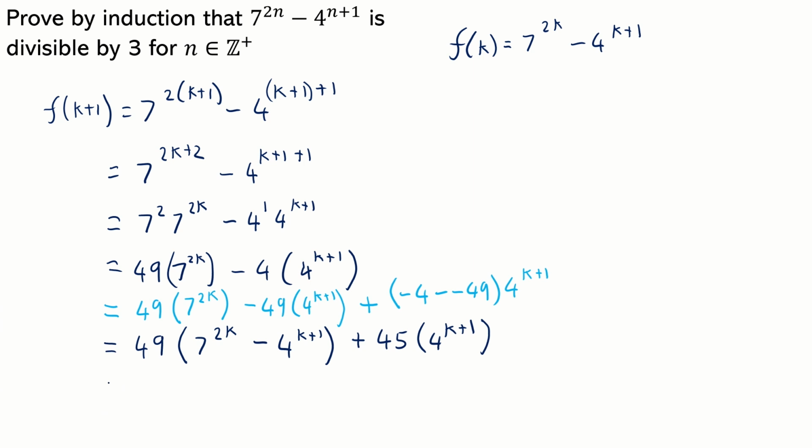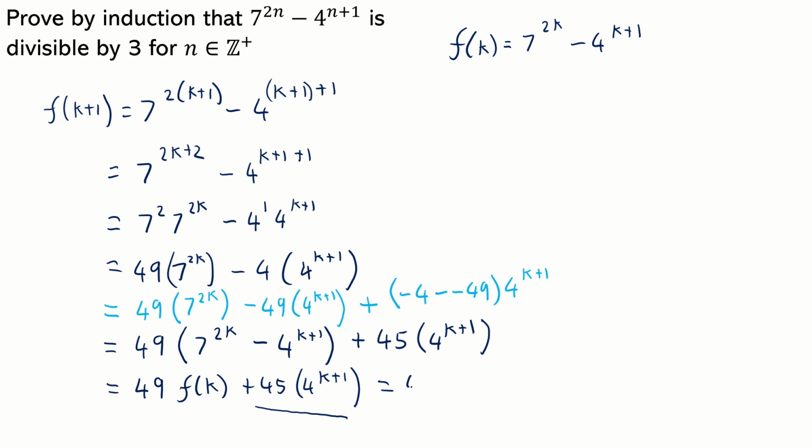That means we can then rewrite what we've got as 49 lots of f of k plus 45 lots of 4 to the power of k plus 1. And that's great news, because we've now rewritten f of k plus 1 in terms of f of k, which is good news because f of k is something we already know to be divisible by 3 by the assumption stage. But we've got this second bit, the remainder, that's still there, and we could rewrite that to make it a bit more clear that it's also divisible by 3, because of course 45 is just 3 times 15.